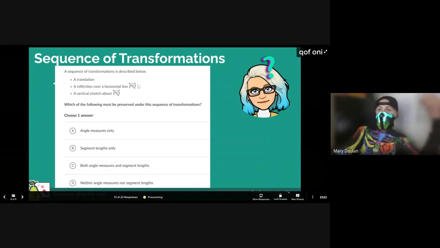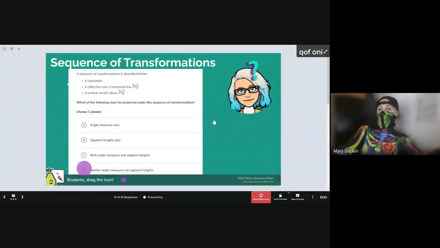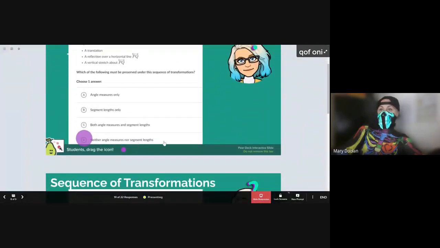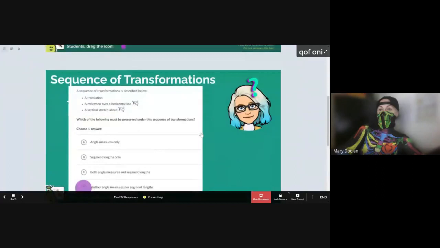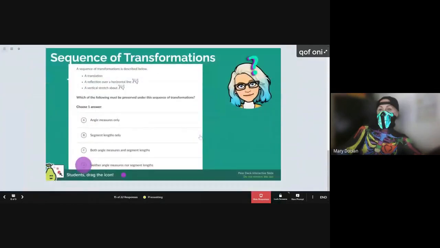A reflection, that's rigid. A vertical stretch, well, if you watch the video back on slide 6, a vertical stretch changes angles, changes side lengths. So the correct answer here is D. Neither angle measures nor segment lengths are preserved. D is the correct answer. D. All right. So that is the end of your notes.